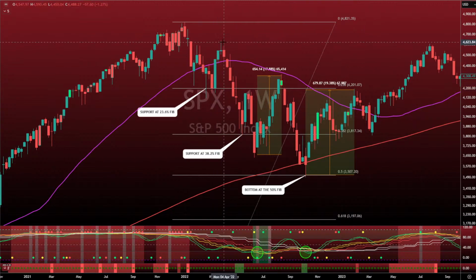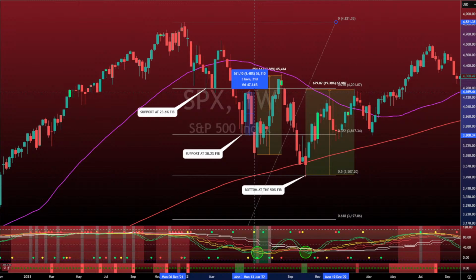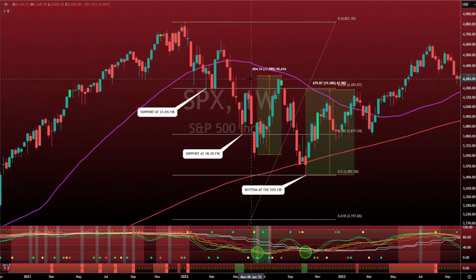Then we saw a rejection. So after the rejection, we broke the 236. So where's the next logical area that we would find support, even if you're not looking at support and resistance levels at all, and you're only using Fibonacci? The next logical area of support is going to be the 382. And what happened? We found support at the 382 to the tune of another almost 10%. So that, again, is a significant increase.